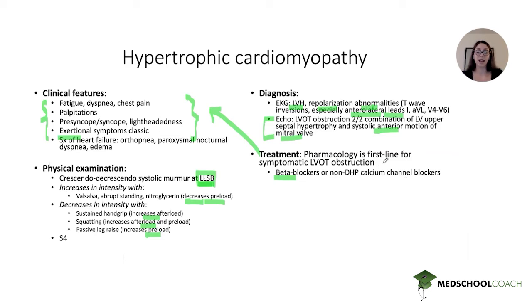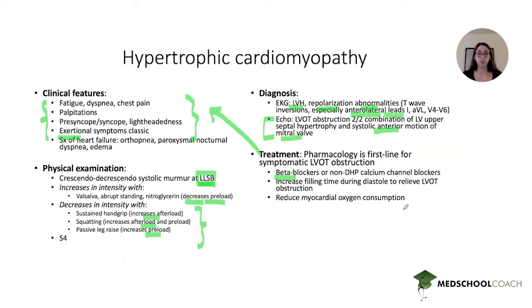And the way these work is that they work in a few different ways, but mainly they increase filling time during diastole because they slow down the heart rate. And by slowing down the heart rate, you're increasing filling time. And so by increasing filling time, again, you're ending up with more blood in the chamber. And so as we learned with the maneuvers, anything that leads to more blood in the chamber is going to relieve that obstruction because it pulls away that mitral valve anterior leaflet from the septum and relieves obstruction.